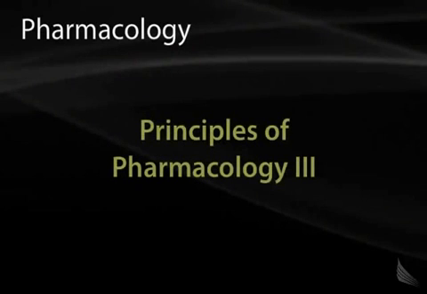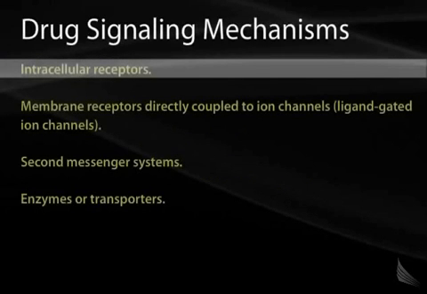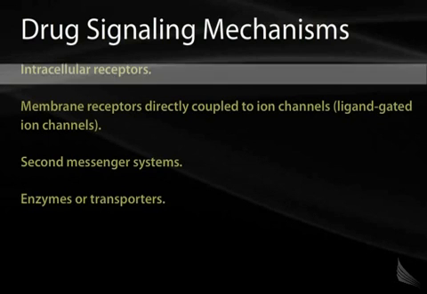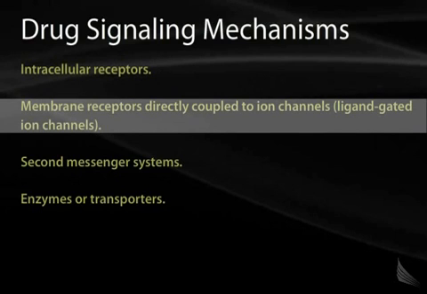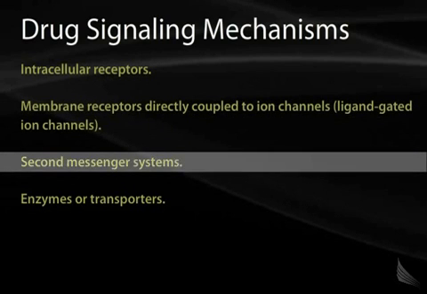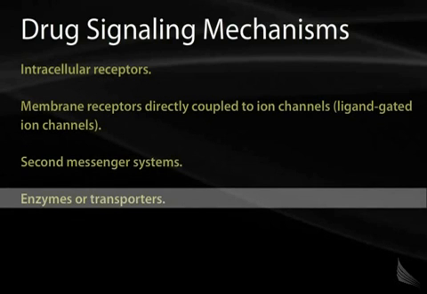In this section, Principles of Pharmacology 3, we'll be talking mostly about drug receptors and their second messenger system. The way that a drug will interact with a cell is determined by where the receptor is located and what the second messenger systems and enzymes linked to that system are. Some medications will bind to an intracellular receptor, and these include steroids and vitamin D. Other medications will bind directly to a membrane receptor, which may be coupled to an ion channel, or to, for example, a G protein, which will activate second messenger systems, and then certain enzymes such as kinases or other transporters.